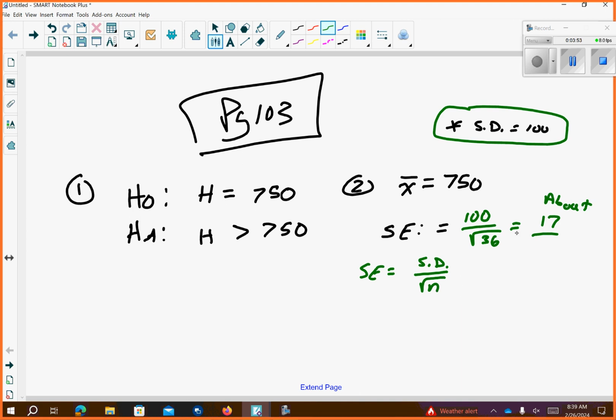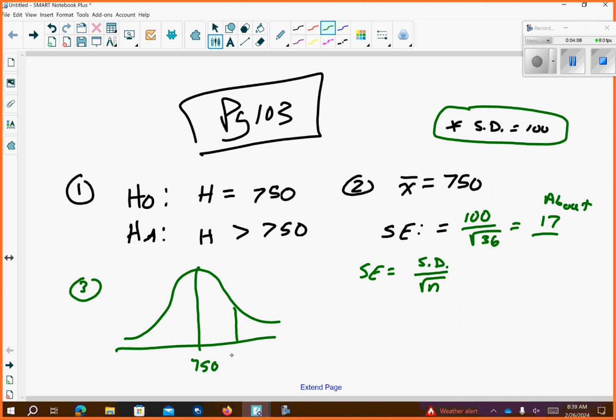So about 17. So then if we want to create our normal curve on this, our normal curve kind of looks like this. So in the middle, we have the 750. And then we're going to go 17 above that. So 767, 784.